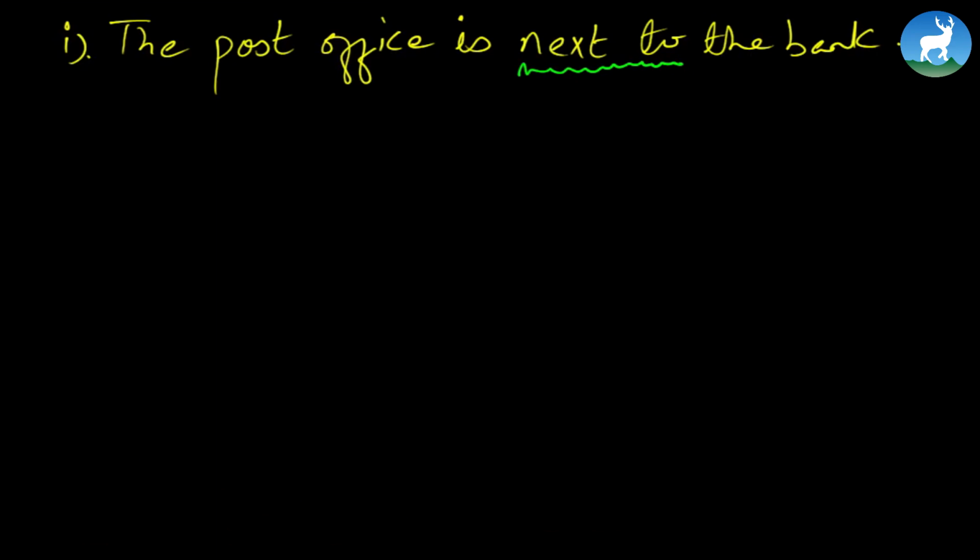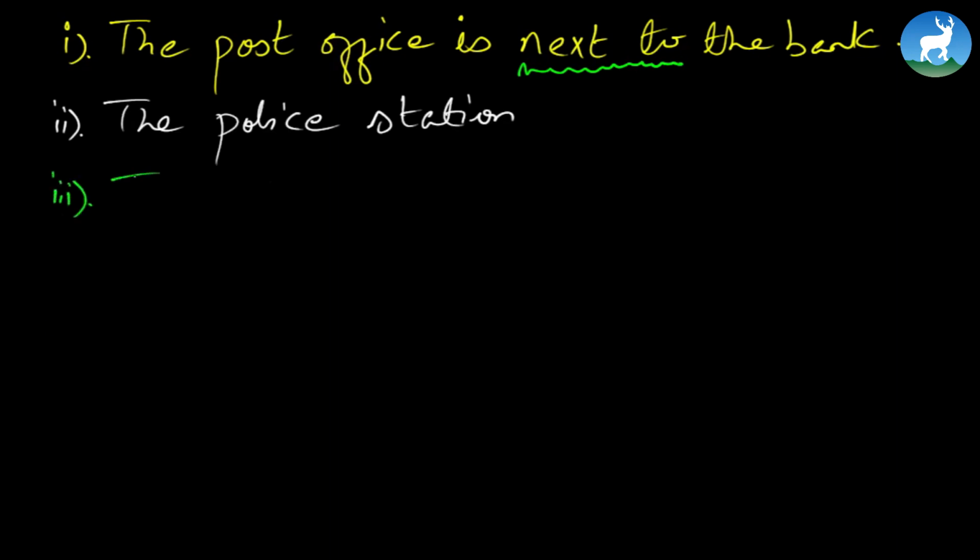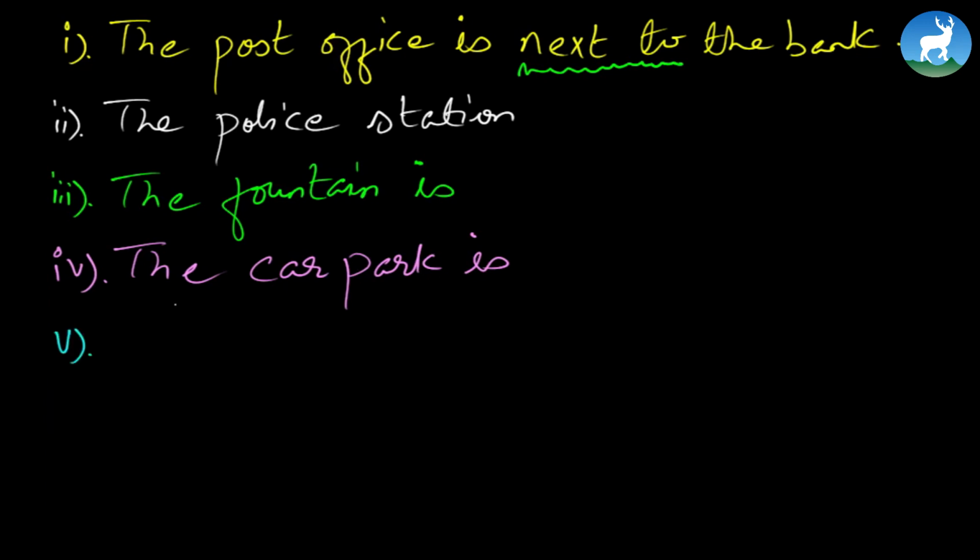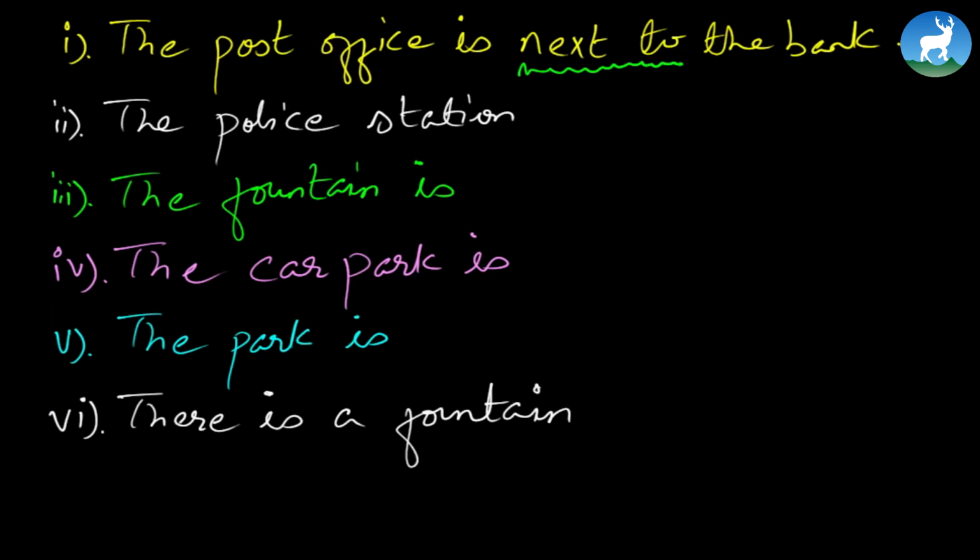Alright. And now we have number 2, which you'll be doing. Observing the picture, of course. The police station. Rest, you'll have to fill it in. Alright. Number 3, the fountain is. Number 4, the car park is. Number 5, the park is. And finally, number 6, there's a fountain. I'm going to do this particular number, alright? There's a fountain. Okay, so let's observe the picture again.